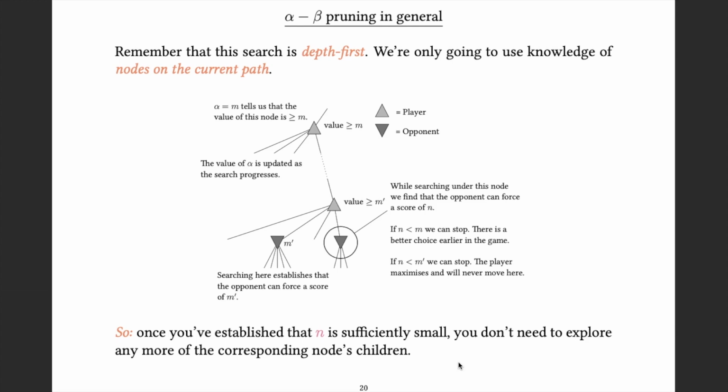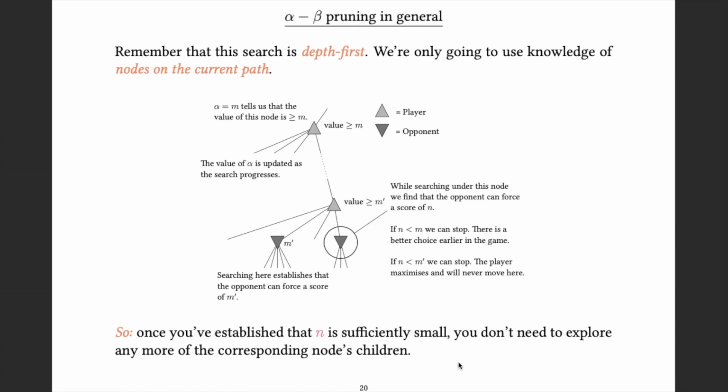So we continue our depth first search and we get down to a deeper node for max. And under that, we search left to right in its subtrees, and we establish that min can force an outcome of m prime, and that tells us that the lower of the max nodes here has a value that's at least m prime. So now we know about two of max's nodes. The higher one, where we've established that max can force a value of at least m, and the lower one, where we've established that max can force a value of at least m prime.